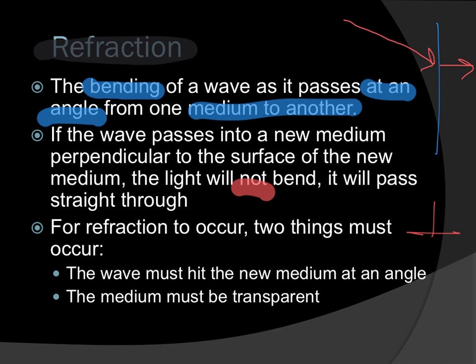The takeaway is, for refraction to happen, two things must occur. The wave's got to hit the new medium at an angle, and the medium has to be transparent. The new material has to be a material that light can travel through. If I'm going from air to glass, or from glass to water, or from air to jello, all of those are things that light has no trouble traveling through. However, if I'm going from air to steel, it is a new medium, but it's not transparent, and so we're not going to get any refraction in that case.